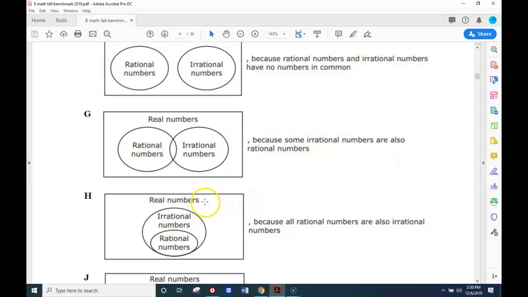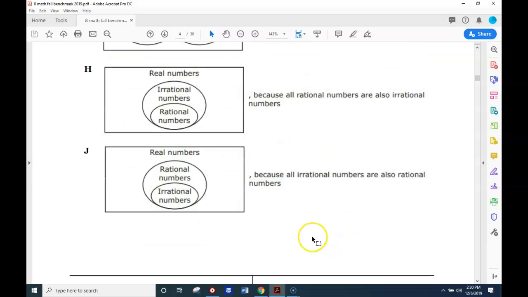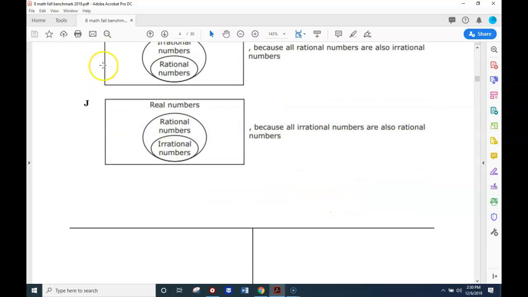H. Real numbers, irrational numbers, rational numbers, because all rational numbers are also irrational numbers. J. Real numbers, rational numbers, irrational numbers, because all irrational numbers are also rational numbers.